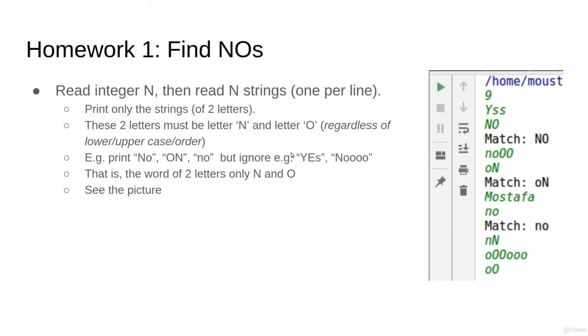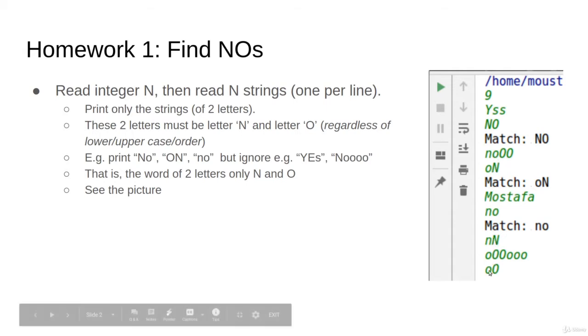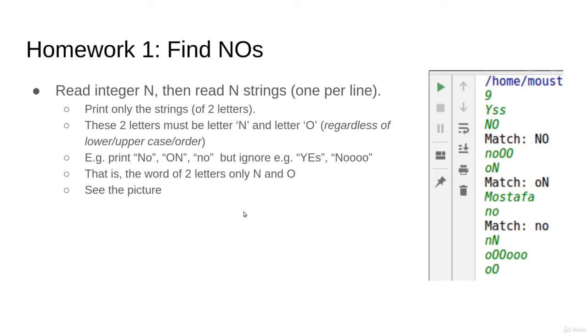Homework number 4. First, you will read integer n, and then you will read n strings. For example, we read here 9, then we read yes, no, no, on, Mustafa, no, on, and so on. And then you will print some of them that satisfy the following condition.